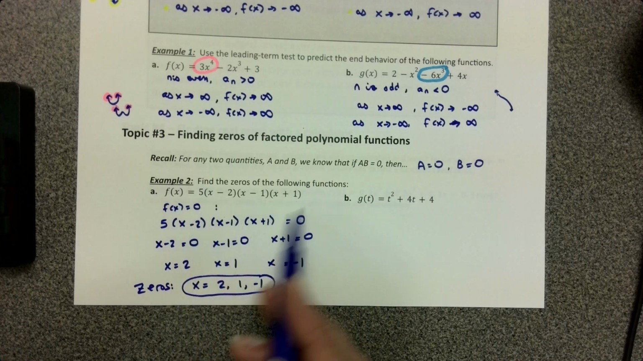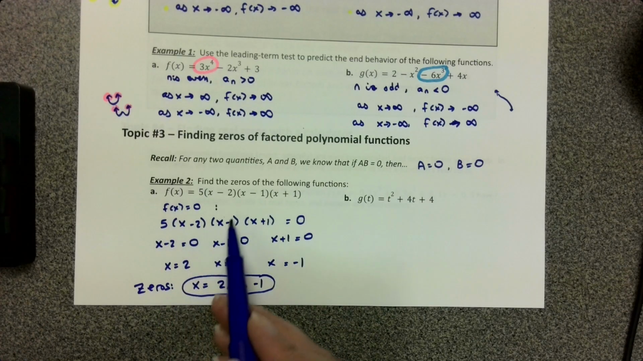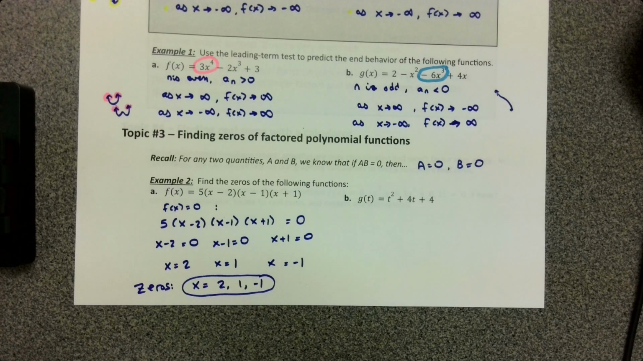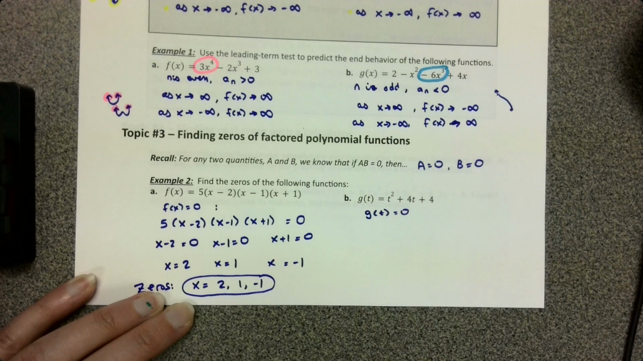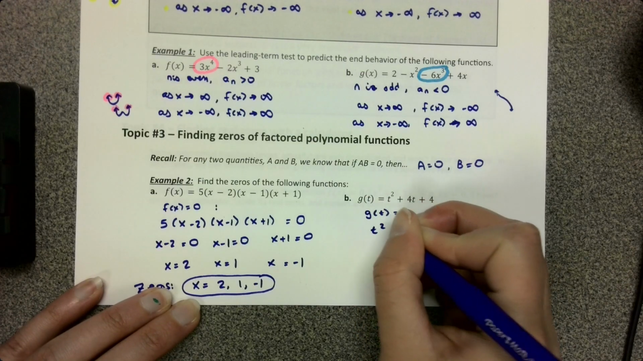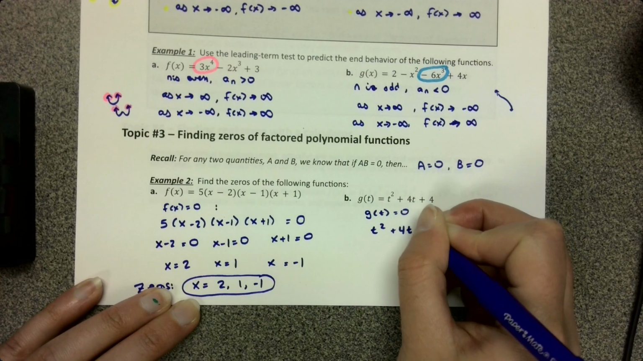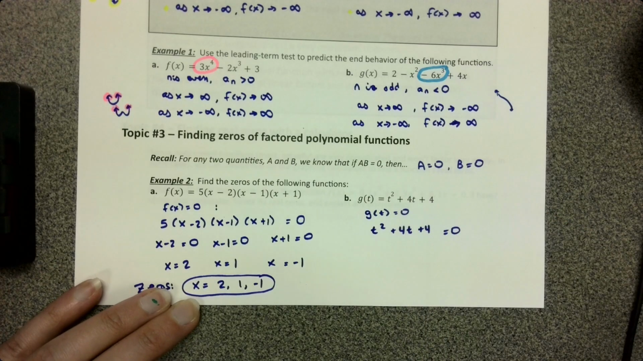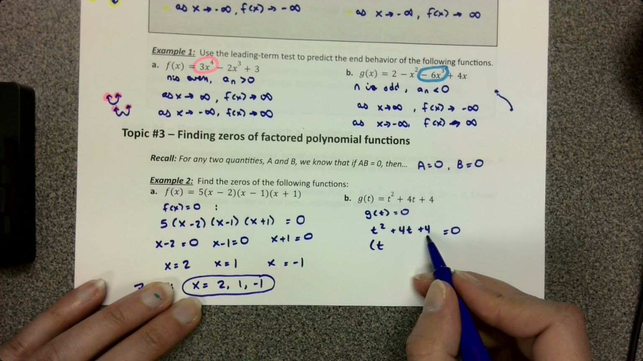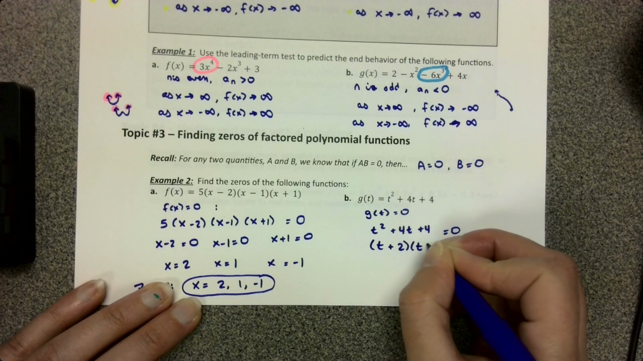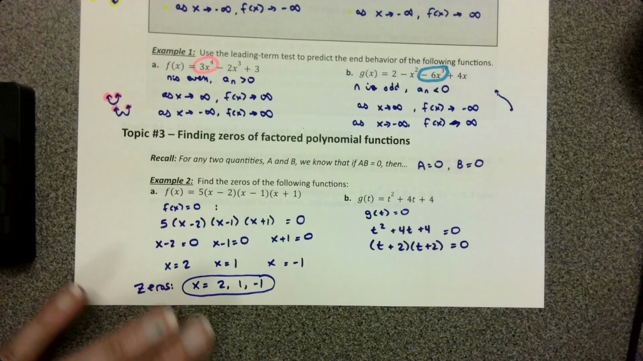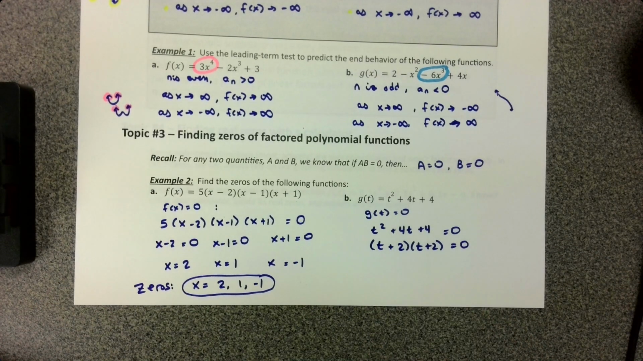Part A was already factored, so when it's factored, it's really convenient and easy to find the zeros. Just pull each of the factors apart and solve. Part G is not factored, so I could factor it myself if I wanted to solve g of t equals 0. So we're looking at solving t squared plus 4t plus 4 equals 0. That's going to factor as, see, I need to multiply to 4, so 2 and 2, add to 4, which is perfect. It's going to factor as (t plus 2) times (t plus 2). 2 times 2 is 4, 2 plus 2 is 4.